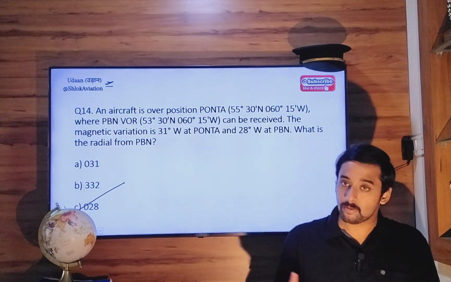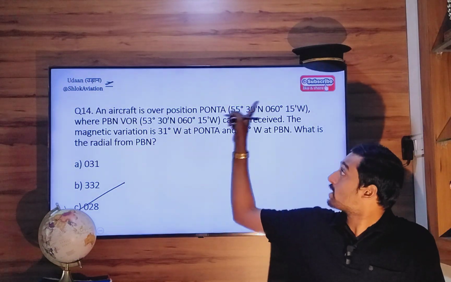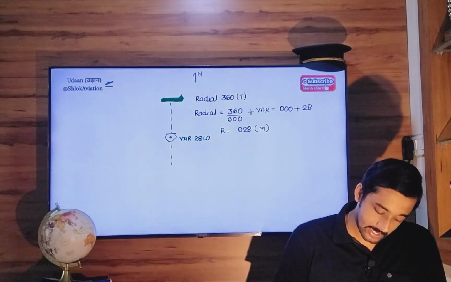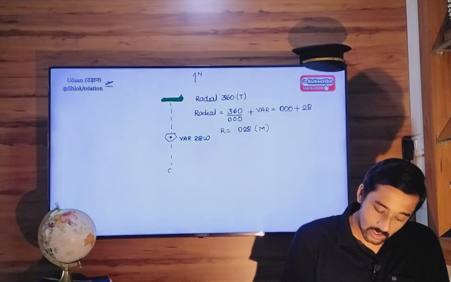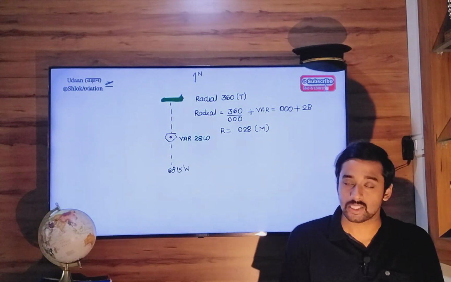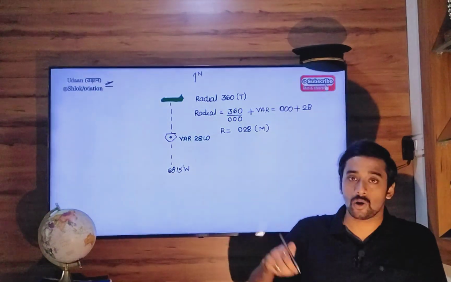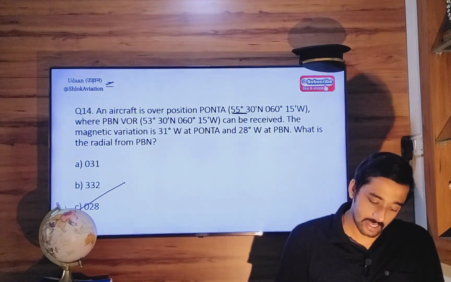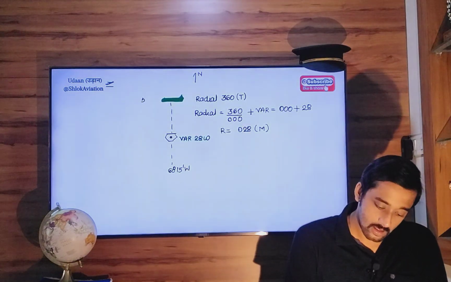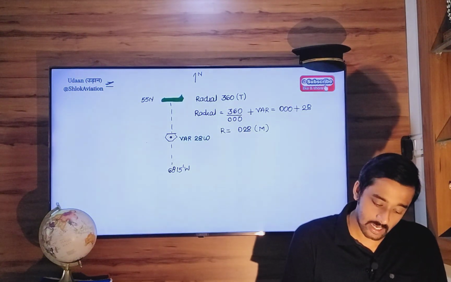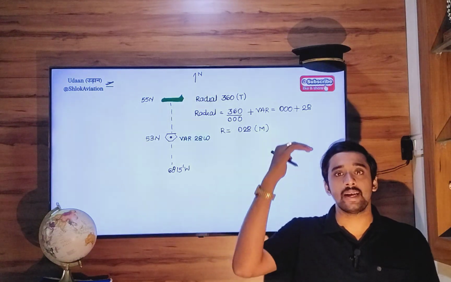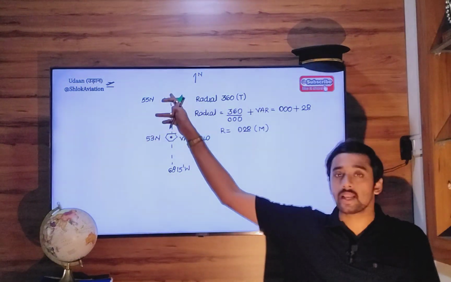So pay attention to the location. Both aircraft and VOR are located on same longitude, 60 degree 15 minutes west. That's why we say that aircraft is to the north of VOR station, because we know that aircraft is at 55 degree north, VOR is at 53 degree north. So in the northern hemisphere, as you travel in a northerly direction, latitude increases in value.